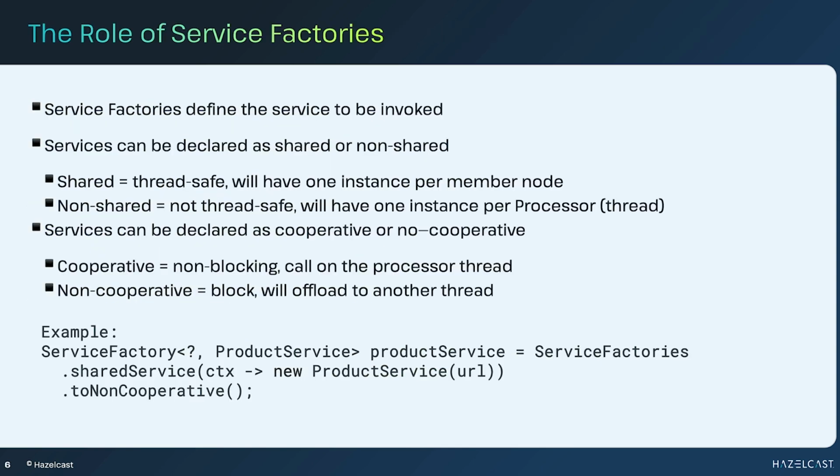Now that we've covered service invocations, you might be wondering, how do we define the service itself so that our pipeline knows what to call? Here's where the service factory comes in. The service factory defines the service. Remember that Jet is all about parallelism. A lot of the performance that Jet delivers comes from how well it manages concurrency.